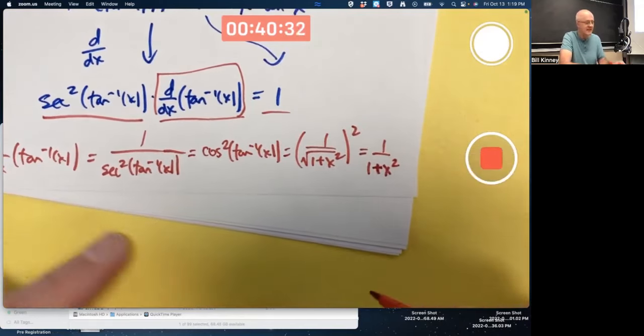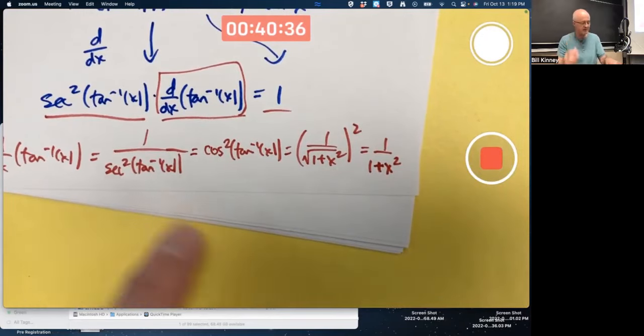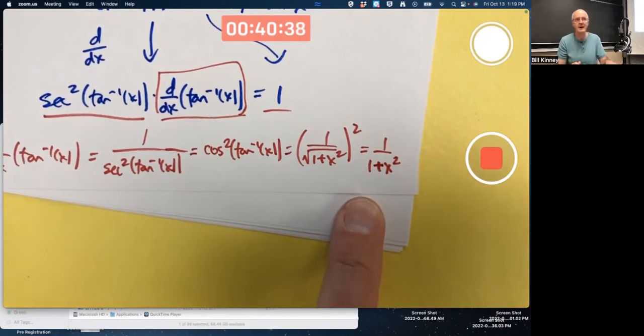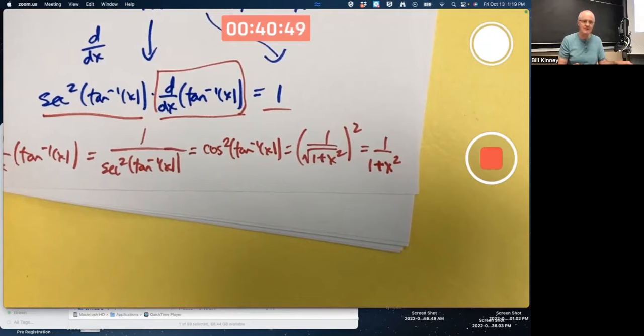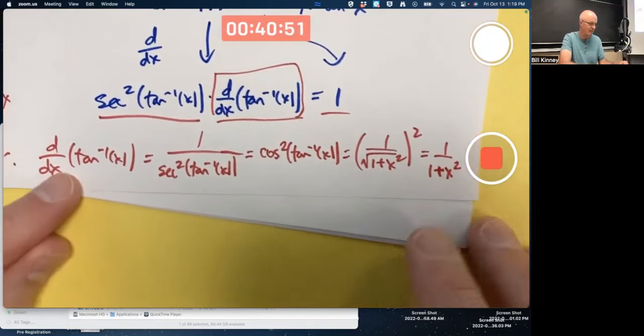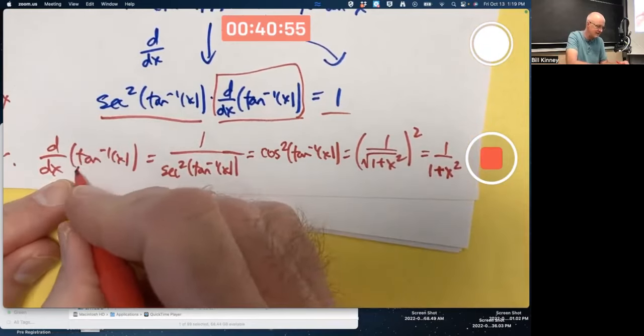So yes, it looks like it's a trig function. You can represent it in terms of trig functions, but in the end, it's really not. You can simplify it to something that doesn't involve any trigonometry at all. That is the derivative of inverse tangent of x. It's also the derivative of arctangent of x.